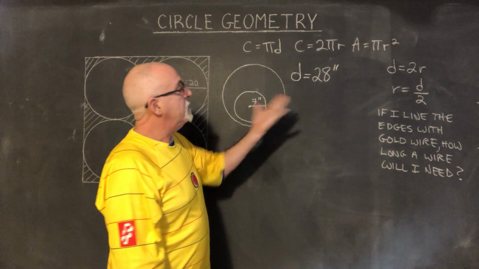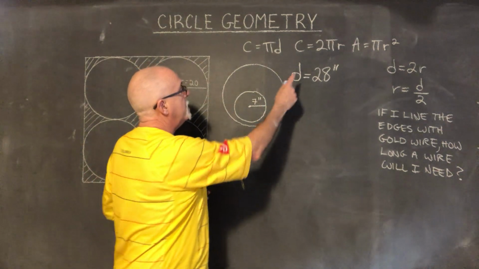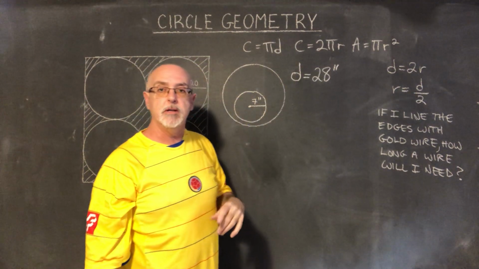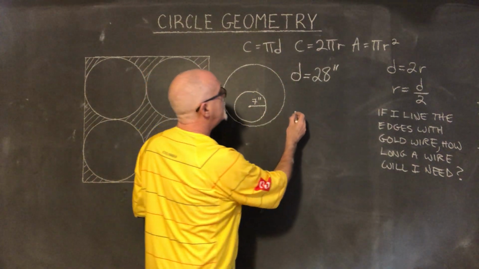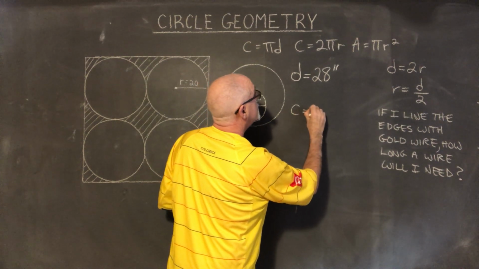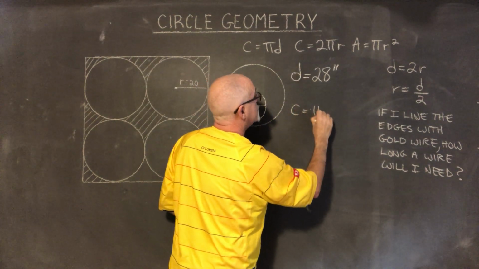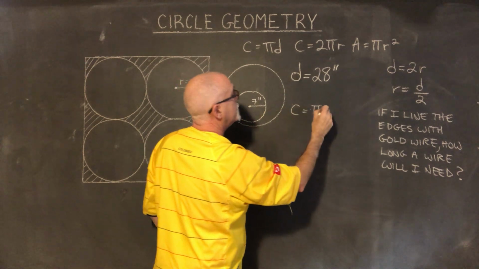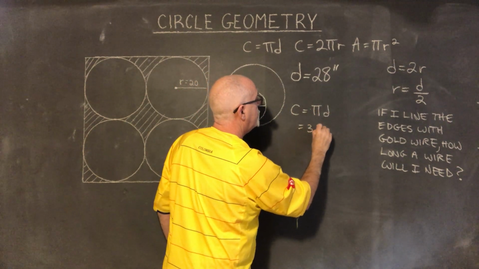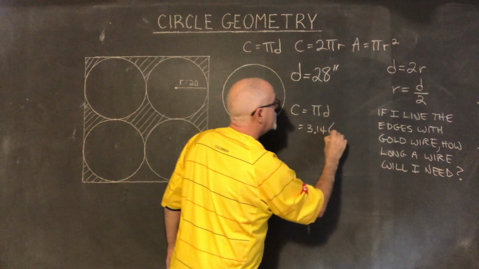Okay, so I need to do the circumference formula twice. One of them I have a diameter, the other I have a radius, so I'm going to use both versions of this circumference formula. Doing the bigger one first. C equals pi d, because I know the diameter of the big circle, which is 3.14 times 28.